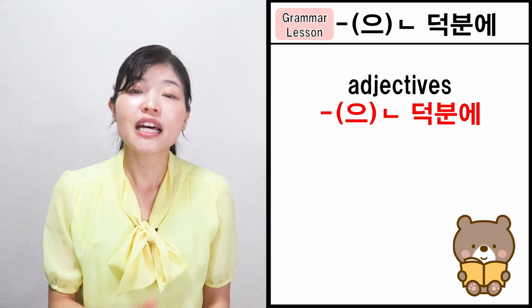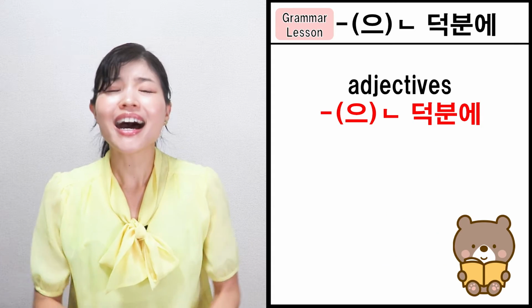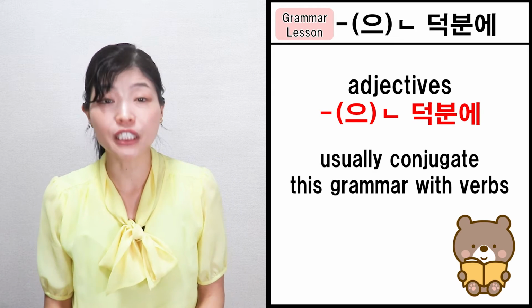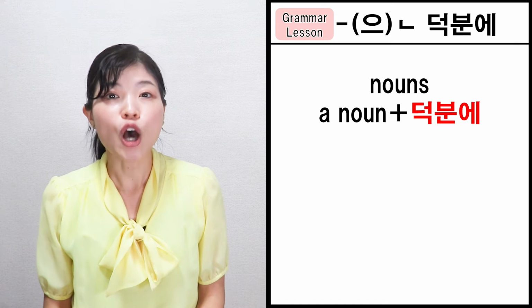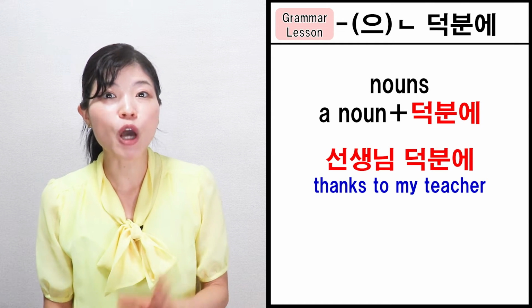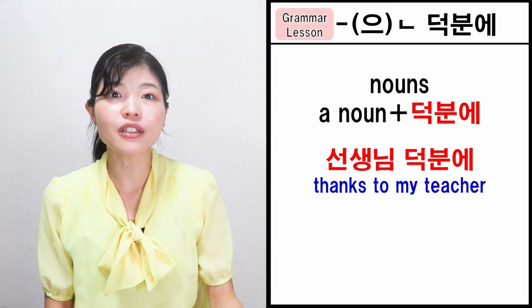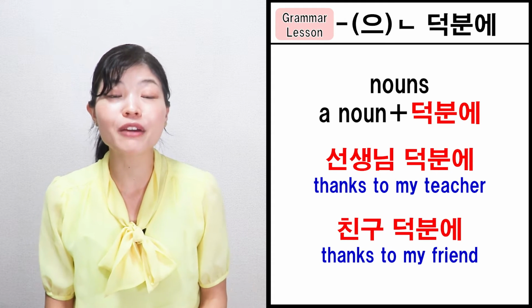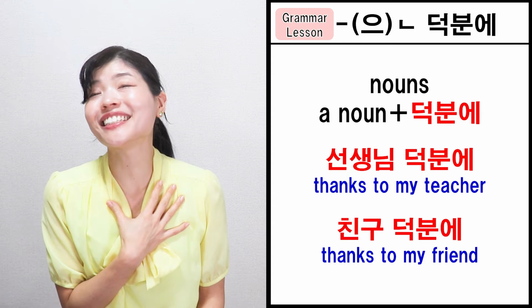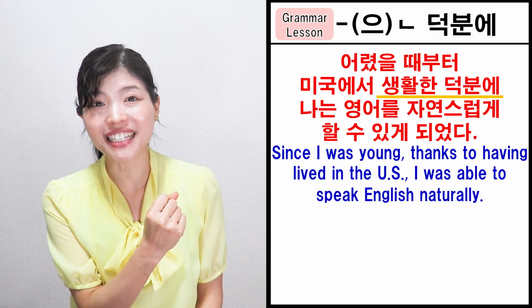For adjectives, you use 은/은 덕분에. However, you usually conjugate this grammar with verbs. For nouns, you add 덕분에 directly to a noun. You can say like 선생님 덕분에, thanks to my teacher, or 친구 덕분에, thanks to my friend. Oh, such a heartwarming grammar. I love it. Now, let's read the sample sentence.